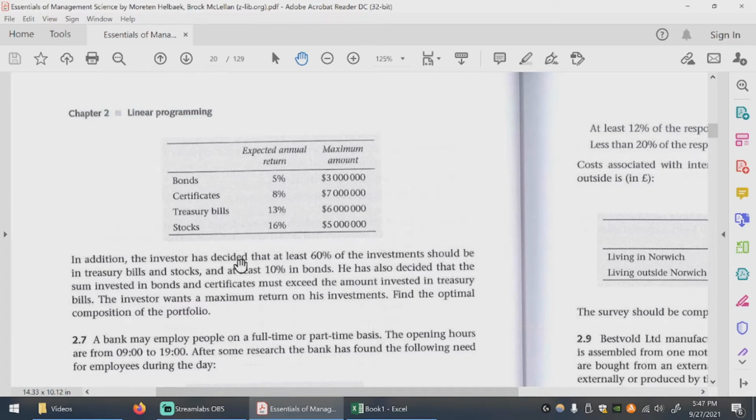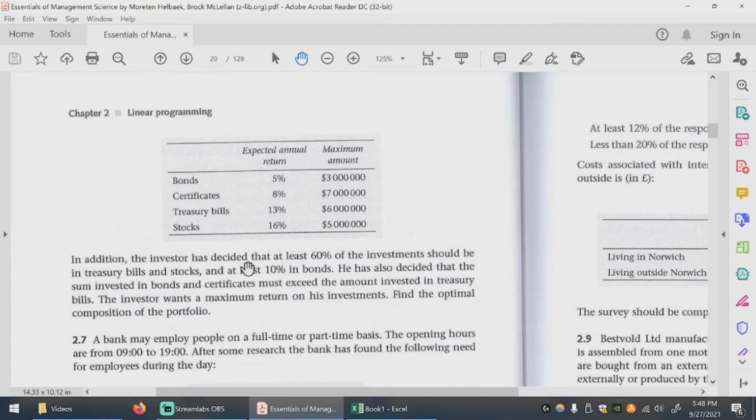The investor has decided that at least 60% of the investments should be in treasury bills and stocks. Let's read it again. And pause if you need to think about it. If I'm still going too fast, pause the video. Think about it. What would you do? Don't just sit back, lay in your bed, and listen to me, and then say, oh yeah, that sounds good, I would do that too. No, you wouldn't. Not necessarily. Think first. Get verification after. Okay.